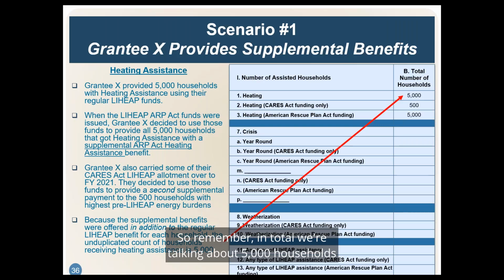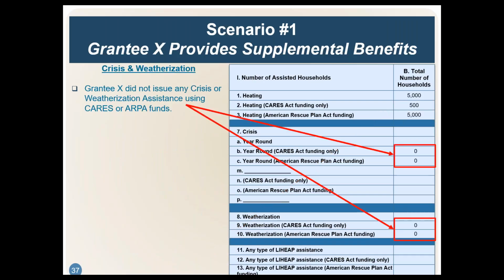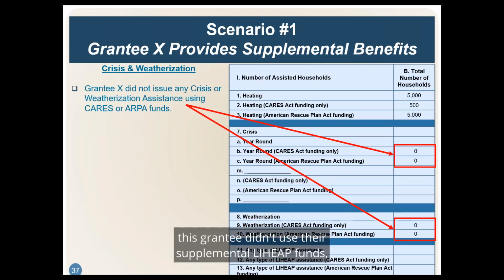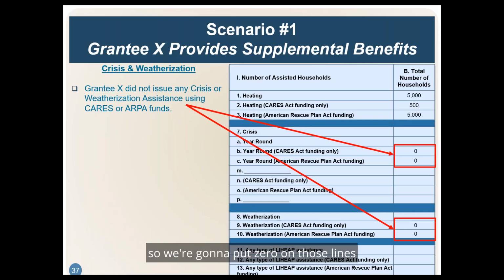Remember, in total, we're talking about 5,000 households that received heating assistance. All 5,000 got a supplemental benefit. 500 of them got a second supplemental benefit. But they're all from the same pool of 5,000 households. So we're putting 5,000 households in line 1 that receive heating assistance. In this example, this grantee didn't use their supplemental LIHEAP funds, their CARES funds, or their ARPA funds for weatherization or for crisis assistance. So we're going to put 0 on those lines for year-round crisis and weatherization.